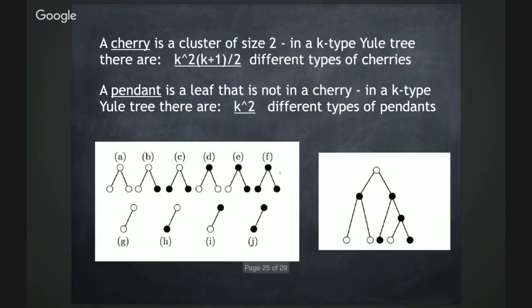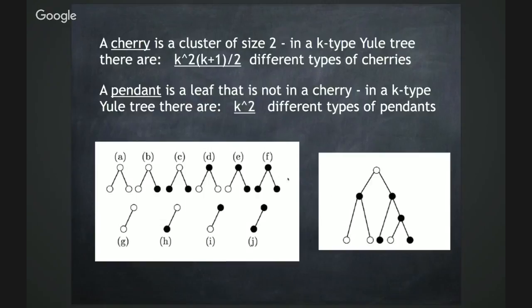So I will explain a little bit what a cherry and a pendant is. A cherry is just a cluster of size 2. So in this tree in the right-hand picture, we have two cherries: this one on the left side and this smaller one on the right side. And then one also has pendants, which are leaves that are not part of a cherry because they attach to essentially another subtree as opposed to just another leaf.